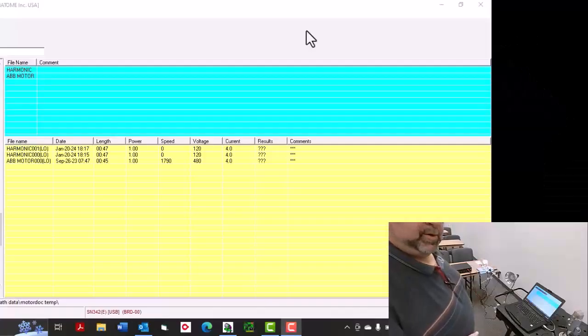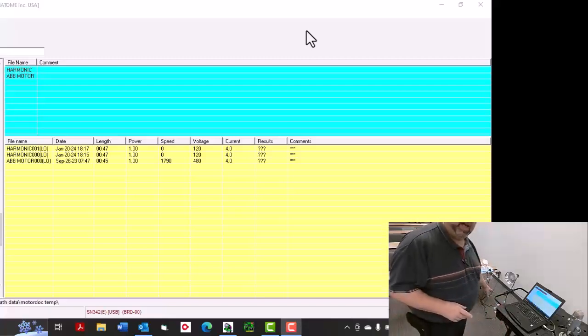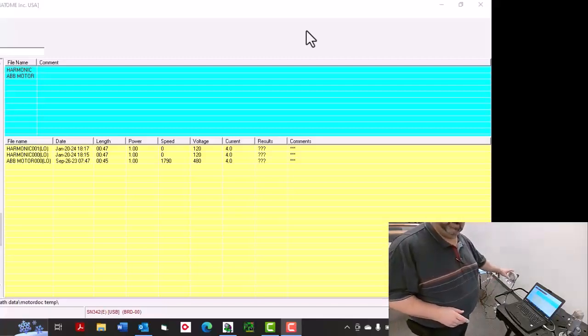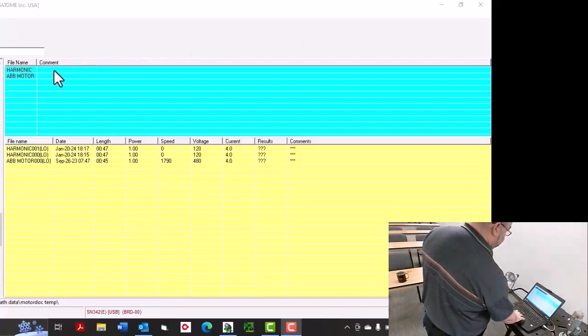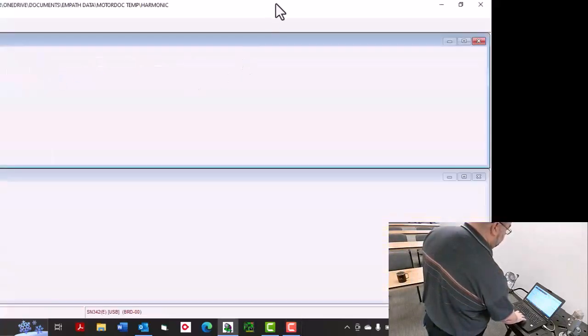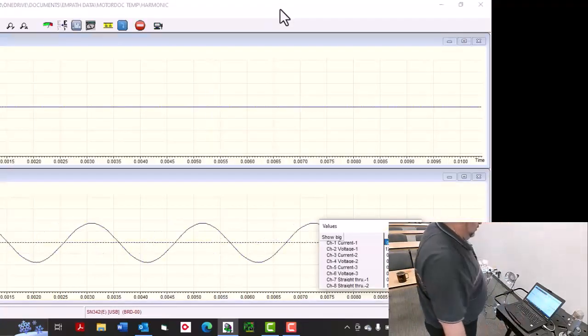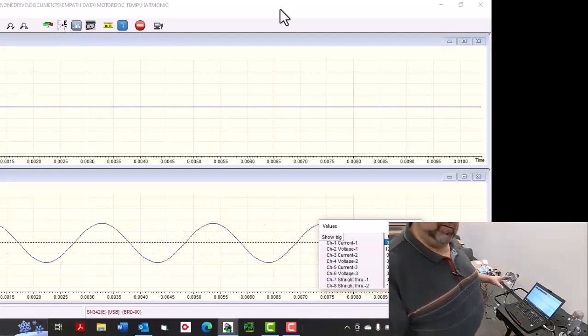Okay, for the demonstration, what I have set up here is an incandescent bulb down below, and a fluorescent, an LED bulb above. We're going to look now and see what the waveforms look like. Right now we have 120 volts.